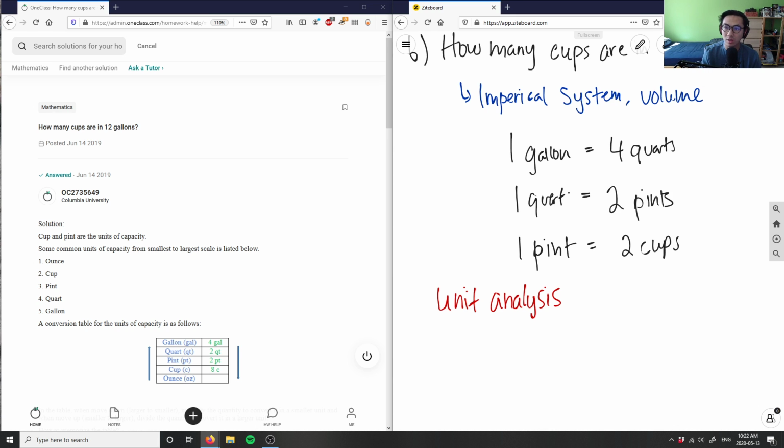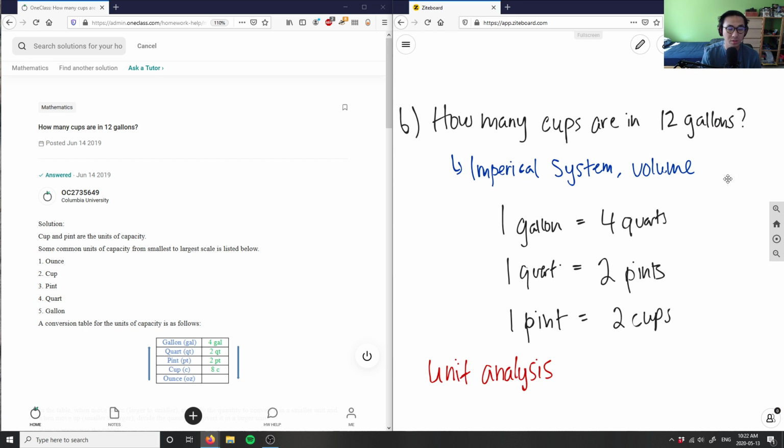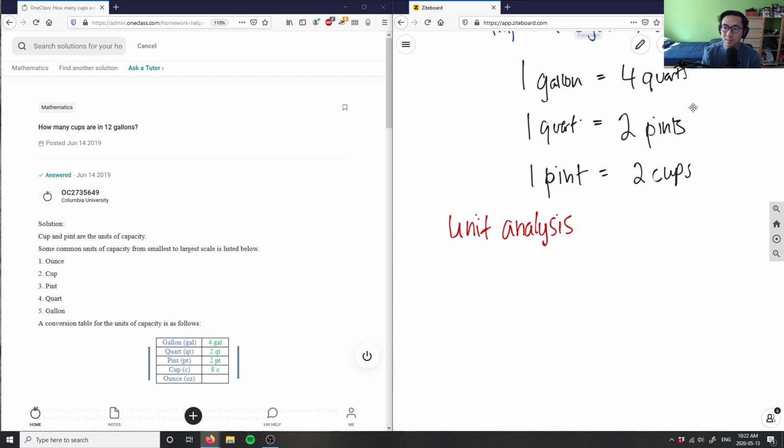So what do we have first? Well, we're going to start here with 12 gallons, right? We're starting with 12 gallons, and we want to find out how many cups. So let's write this down. We're starting with 12 gallons. I'm going to multiply that by how many quarts are in a gallon? I have 4 quarts in 1 gallon, or over 1 gallon.